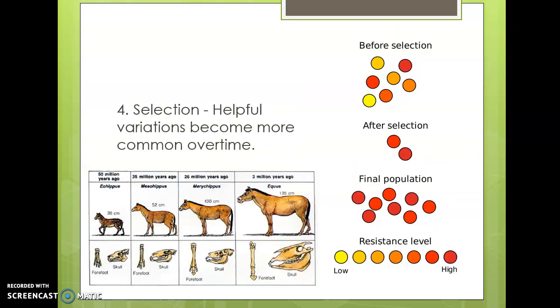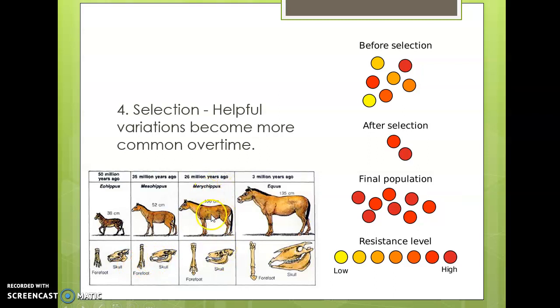And so we end up with selection. Helpful variations become more common over time. Here we're looking at what happened to horses. The oldest ancestors of horses are actually very, very small animals, roughly the size of dogs, with 4 toes on their feet, just like most mammals. Then as they moved out into the grasslands, they started getting taller and had lost toes. Ended up with 3 toes here. We started seeing changes in their teeth as they adapted to eating grasses.